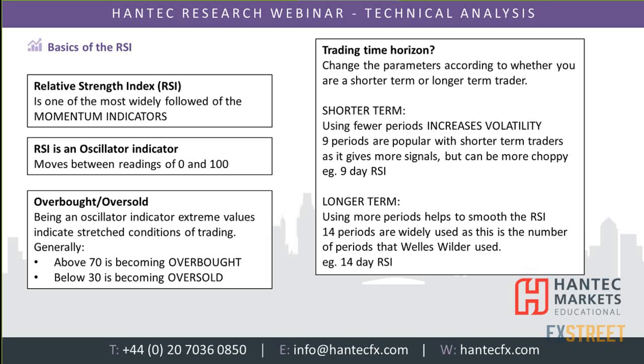It oscillates between 0 and 100, and therefore you do get extended levels, and as per the original Wells Wilder theory, above 70 is where he found that prices were becoming overbought, and below 30 is where prices are becoming oversold. So subsequently, 50 is your midpoint line in the RSI.